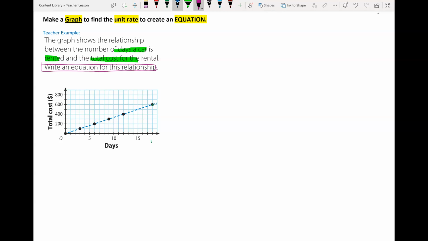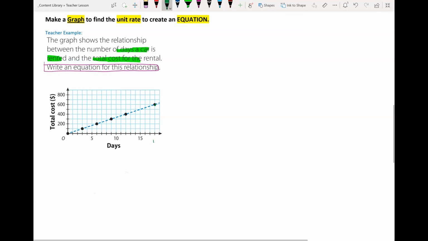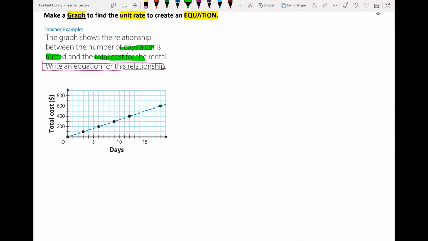So if I take a look at the graph, I know for sure the days, this is my X and this is my Y. Now let's take a look. If I created my table, X is the days and Y is the cost. Let's take a look. We're only going to do the dots because those are what make this a proportional graph.